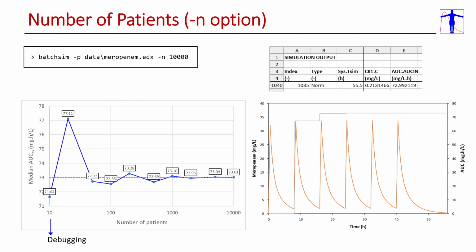10 simulations are typically used for debugging the instrumented model. 100 simulations are typically used in the early trial phase. This can be increased to 1,000 simulations at a later stage. The final analysis is typically done with 1,000 to 10,000 patients.